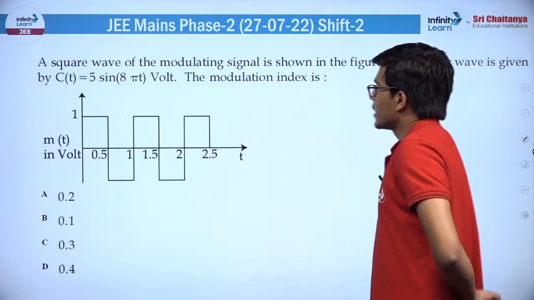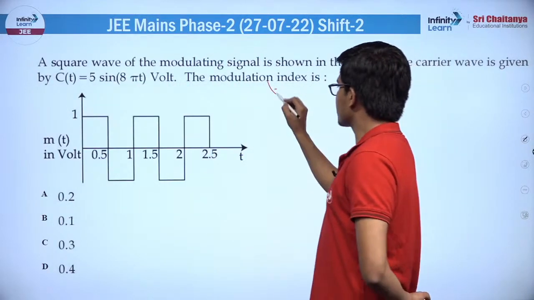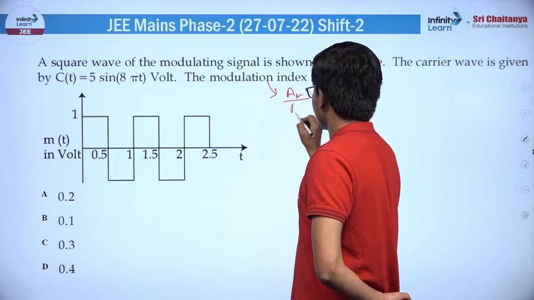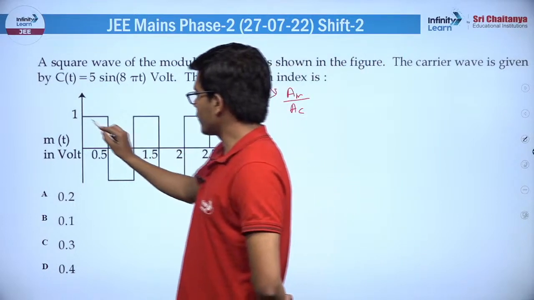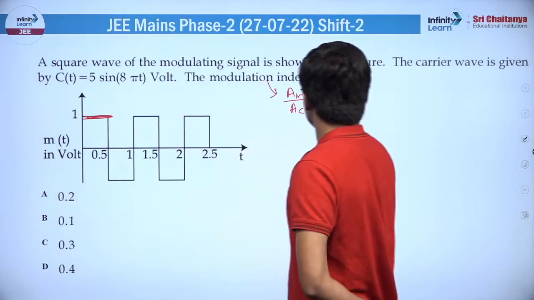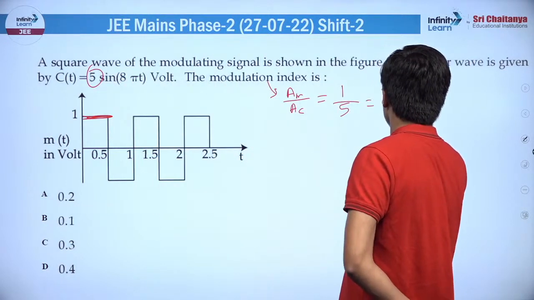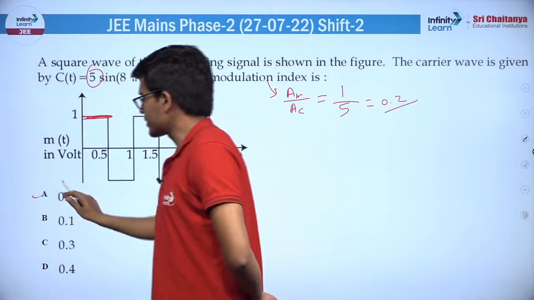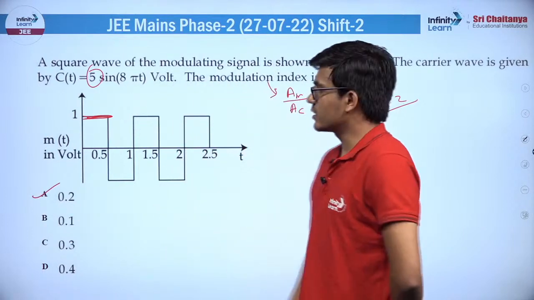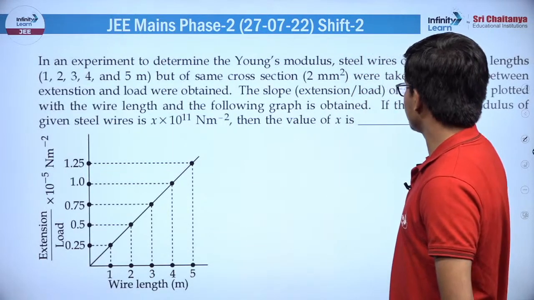Moving ahead, again a simple question. Modulation index is given by AM by AC, right. Amplitude of the modulated wave is given to you as 1 and the AC amplitude is 5. So my answer should be 0.2, that is in option A. Alright, moving ahead, in an experiment this.